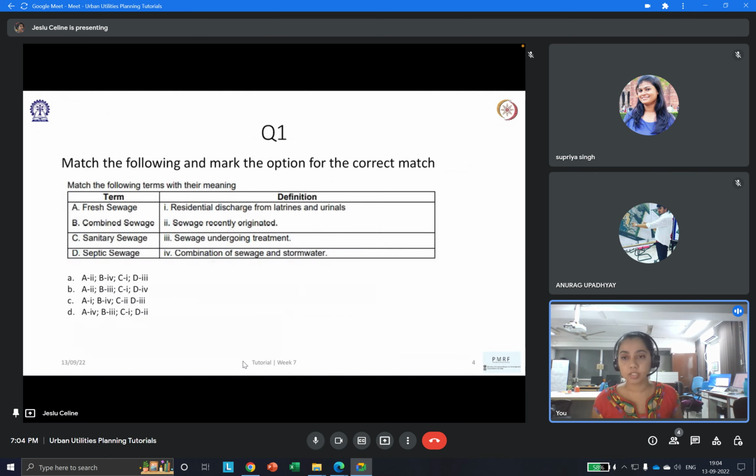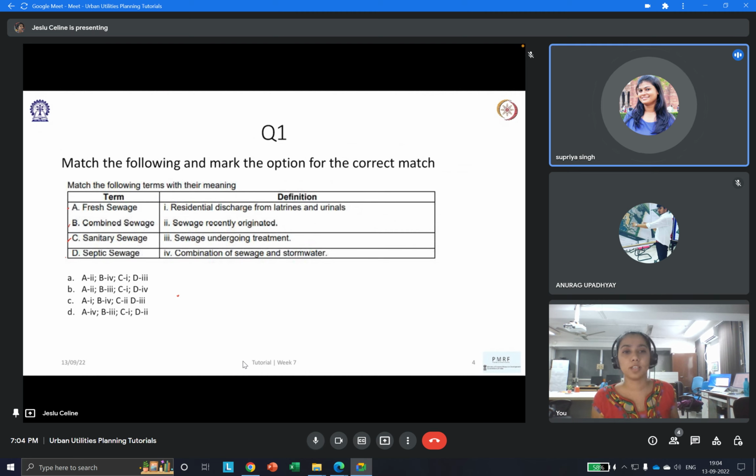The first question is a match the following. Match the following and mark the correct match. It mainly talks about fresh sewage, combined sewage, sanitary sewage, and septic sewage, and we have to match. So Supriya, do you want to take this question? Hello? Do you want to answer this question? Yes, sure.